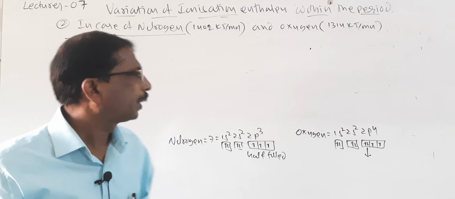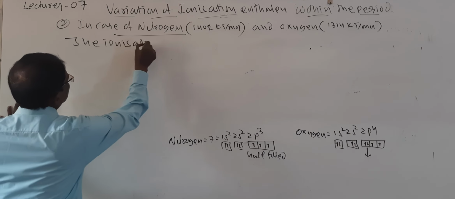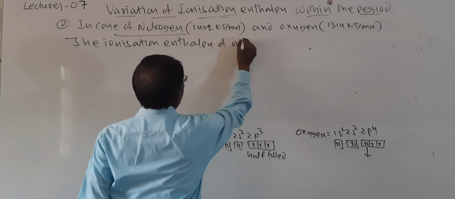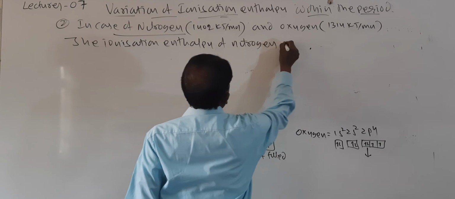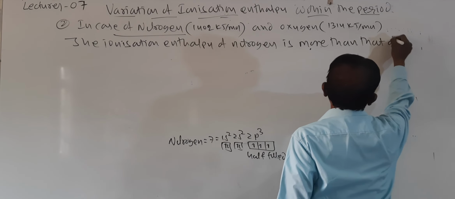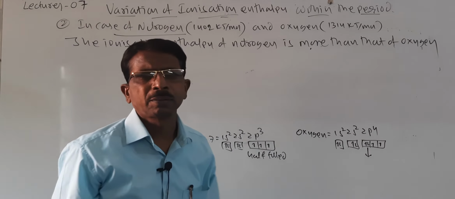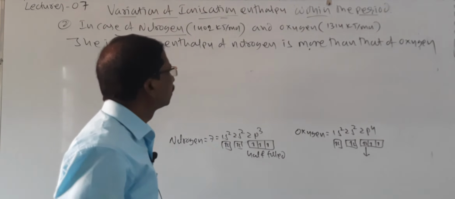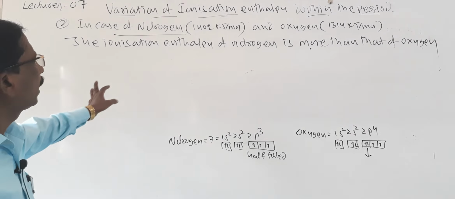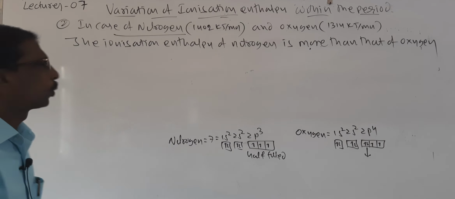So, here I will write the ionization enthalpy of nitrogen is more than that of oxygen. Give reason. Why? Ionization enthalpy of nitrogen is more than that of oxygen. Give reason here.